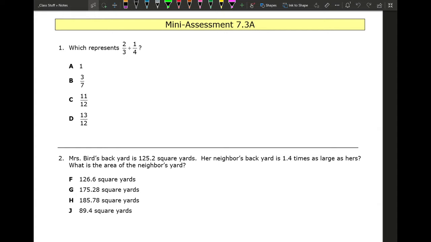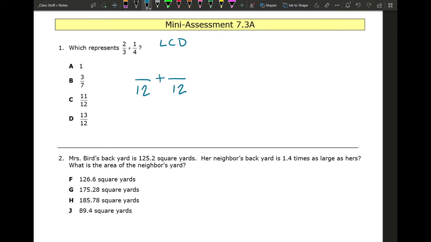Number 1, which represents 2/3 plus 1 1/4? So what we have in here is two fractions and we need to add them. However, when we add fractions, we need to have the least common denominator. In this case, I know that my least common denominator is going to be 12. Or you can have any common denominator, but if it's not the least one, then you will have to simplify at the end. And I'm going to show you two ways to do this type of question. And this is going to work for adding and subtracting, okay?